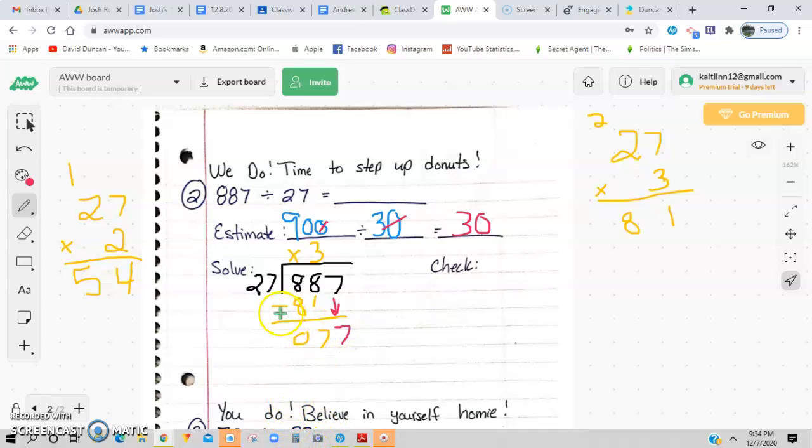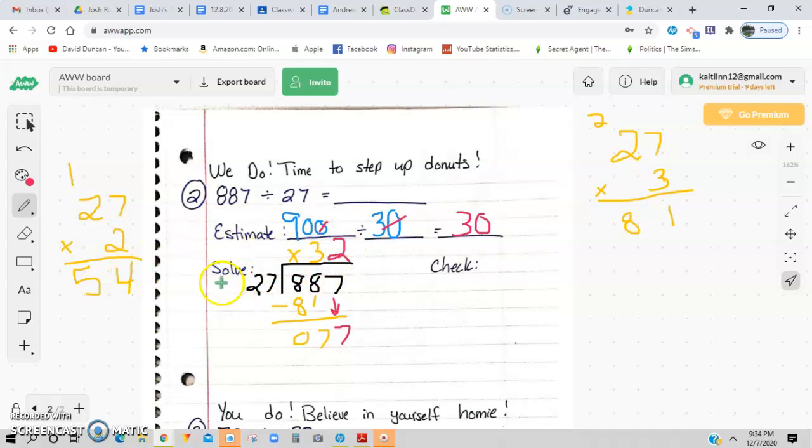So now how many times can 27 go into 77? Well, I know it can't go in there 3 times. 3 times is too big. That's 81. But it can go in there 2 times. 2 times is 54. So I'm going to go ahead and I'm going to put my 2 right here.